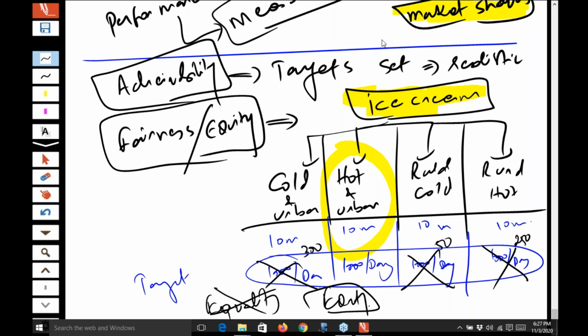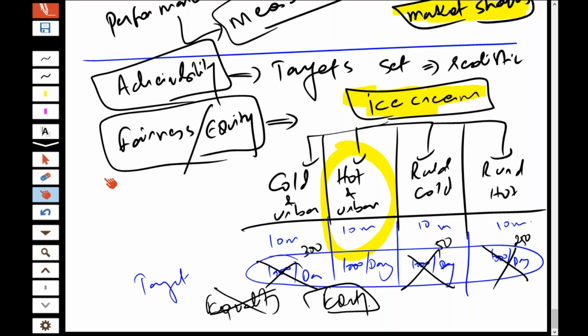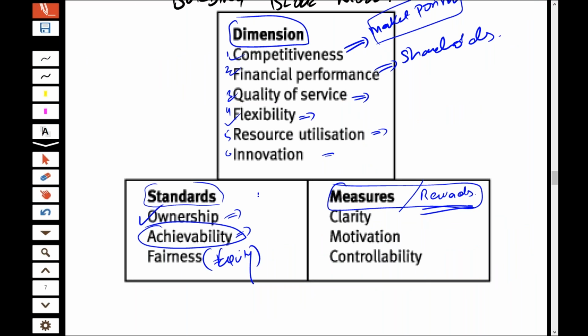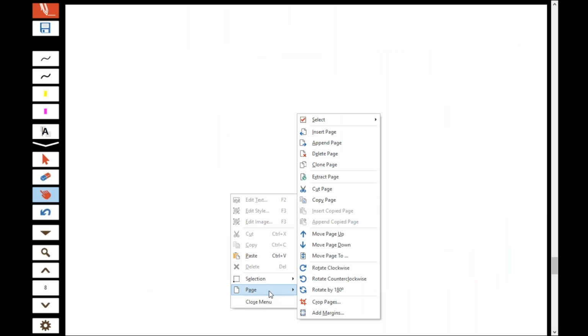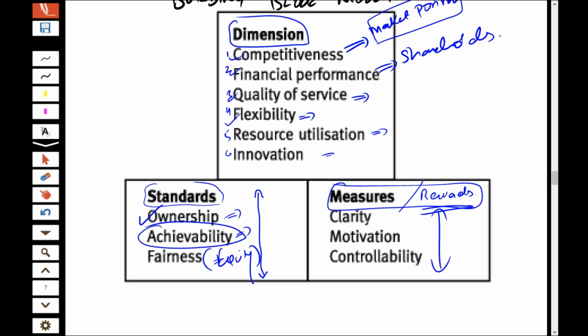Is that okay? So basically, when you are setting targets, you have to ensure that you comply with the standards. The next one of them is the measures. These are the three things that you have to follow while setting the measures. What are those three things that you have to ensure? Let's talk about them. There has to be clarity, motivation, and controllability.